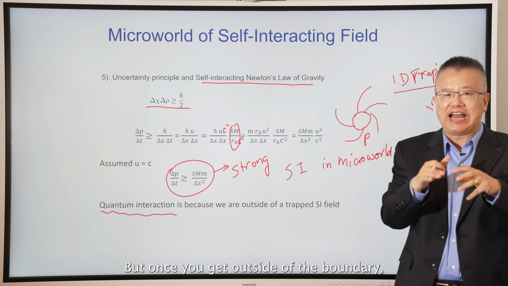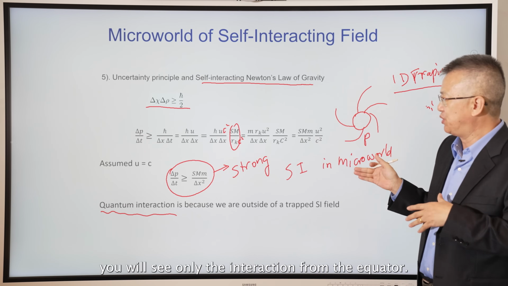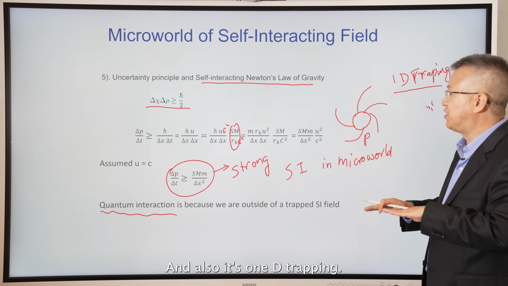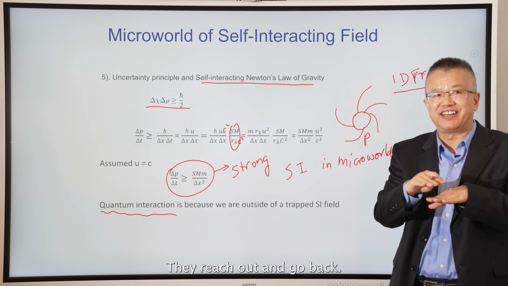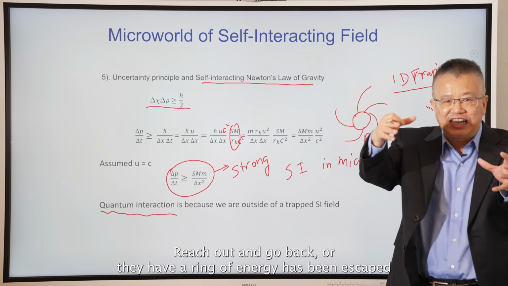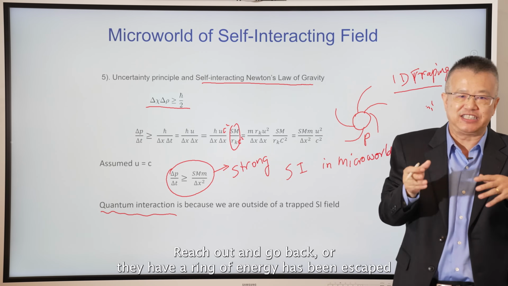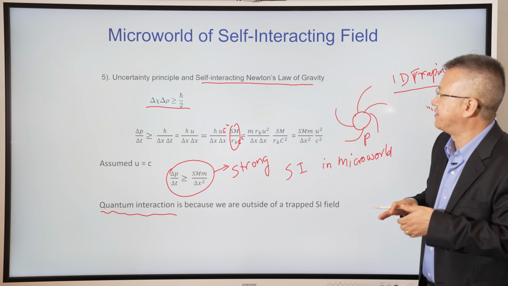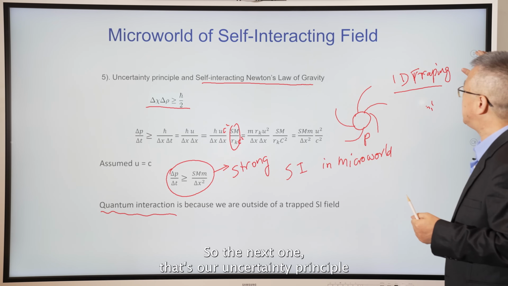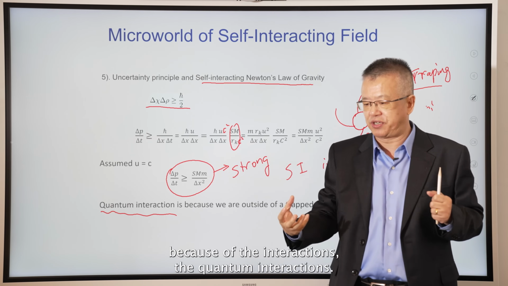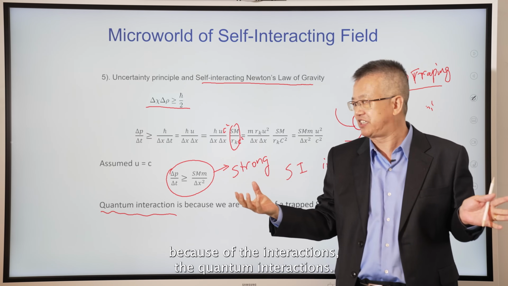We see that it's basically Newton's law of gravity. But once you get outside of the boundary, you will see only the interaction from the equator. And also, it's 1D trapping. They reach out and go back, reach out and go back. Or they have a ring of energy escaping from the original parent particle. Okay? So the next one, that's the uncertainty principle, because of the quantum interactions.